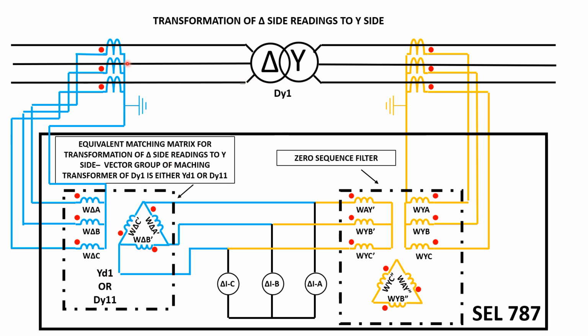We need to give that on the Y side. We need to get input in the Y side, but this is a delta side. I mean that there is a delta Y. Then we should use a transformer to reverse whatever has been changed from here. So if it's dy1, it should be yd1 to make that change happen.